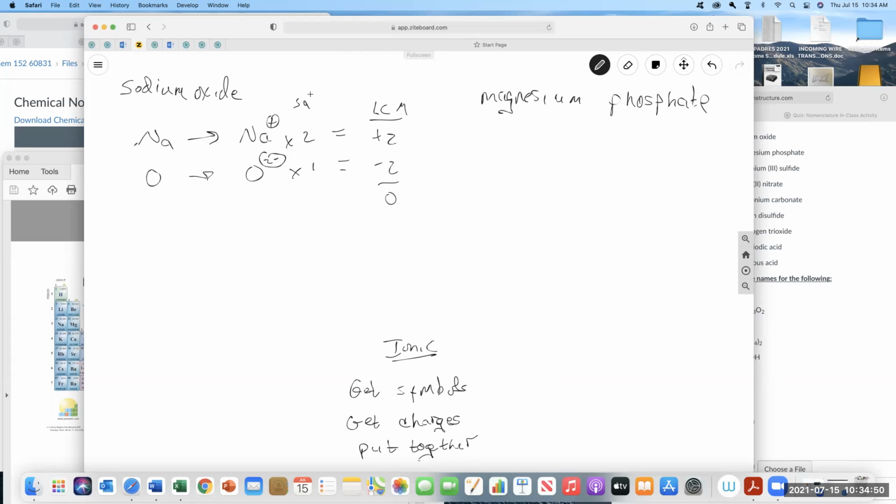The magic numbers you use become your subscripts. So this will be Na2O. We don't write the 1. The 1 is understood. Okay.